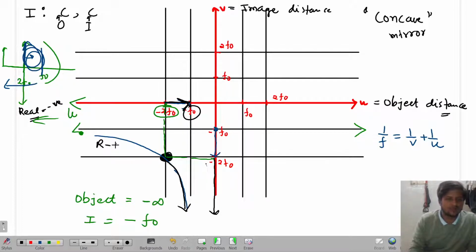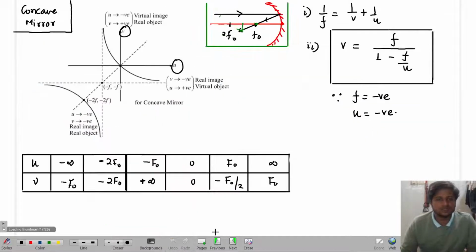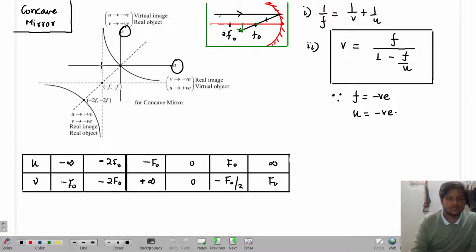So this is reason one, and this is reason two. Okay, understood? Gagan, yes or no? Yes, sir. Okay, so let's suppose this is what it is. This is object distance, this is image distance. So for reason one, I have the graph like this from here to here. For reason two, I have the graph from here to here.